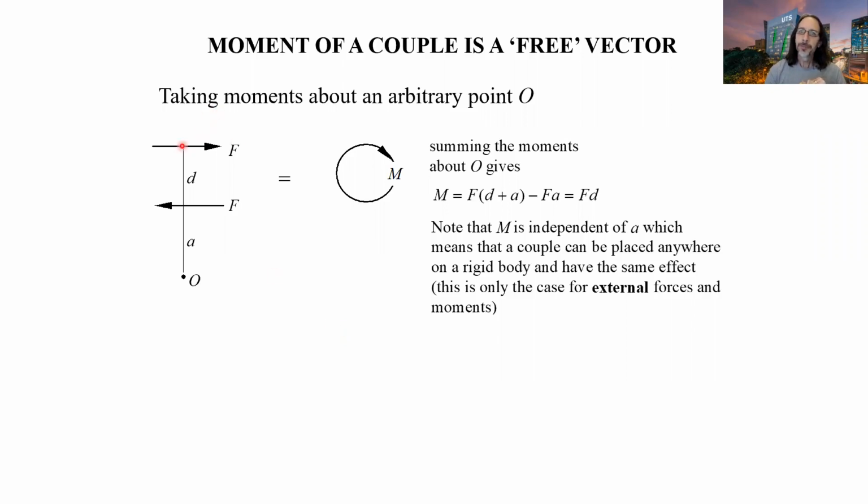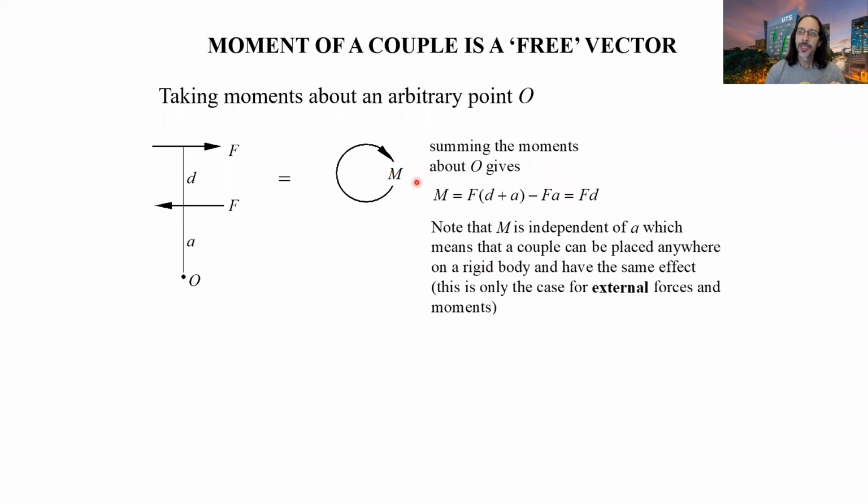If we look at our couple here, I've got a force here acting to the right, and the same magnitude force acting at a distance d to the left, parallel to the original one. If I now say, let's choose any arbitrary point on the page. Okay, so I've just chosen this point here, point O down here. And I've defined that location as a distance A from this lower force.